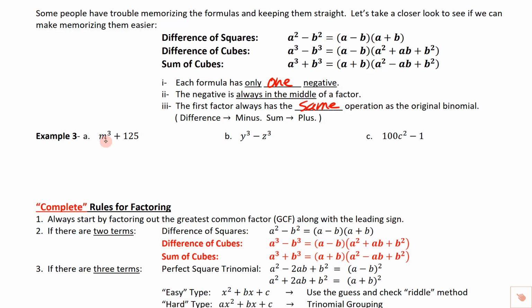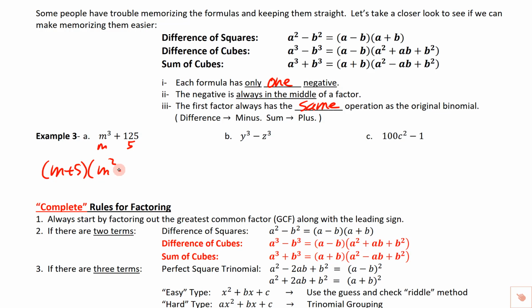So this is going to be m cubed plus 125. So perfect cube of m, perfect cube of 5. You can do it without writing those down, but I like writing them down so I know what I'm looking at. I don't have to kind of think through anything. So again, this is a plus, so I'm going to write m plus 5. And then I'm going to write first one squared, because that's the pattern here. So that's going to be m squared.